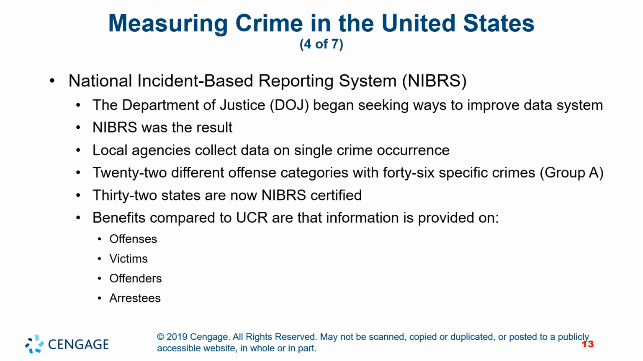The National Incident-Based Reporting System is what we're going to talk about now, also known as NIBRS. This is where local agencies collect data on each single crime occurrence within 22 offense categories made up of 46 specific crimes. This was started in 1989 and provides information about 4 data sets: the offenses, victims, offenders, and arrestees.